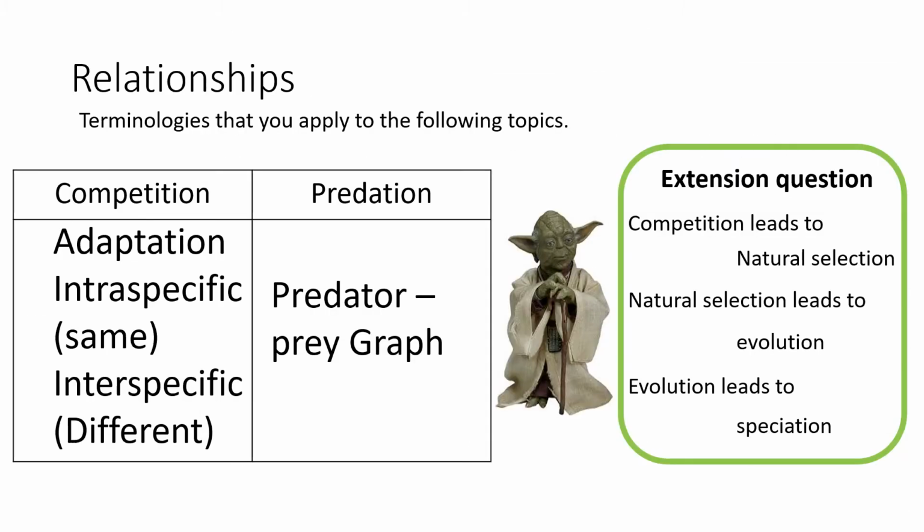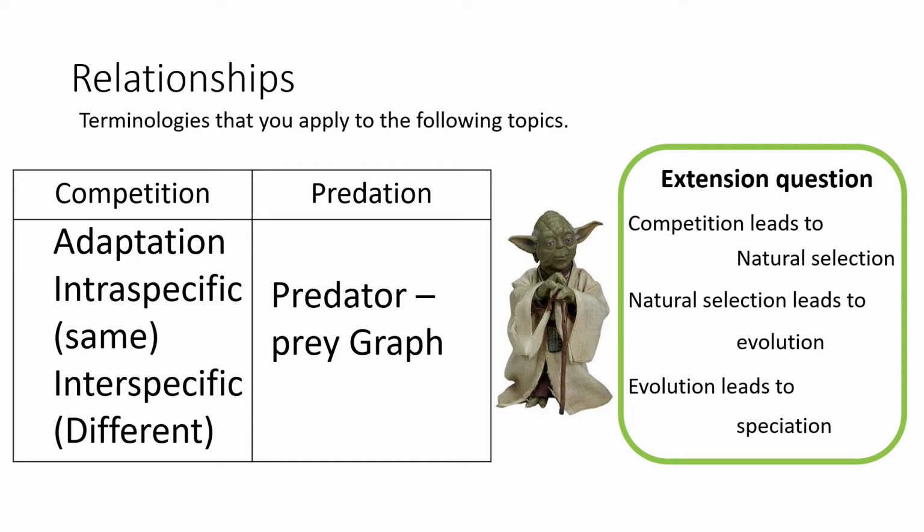So the main types of relationships you're going to be asked about in any exam question is going to be based around competition, or it's going to be based around the whole concept of predation. If you're talking about competition, you need to use the terms like adaptation, interspecific, and intraspecific. If you're talking about predation, you'll be using a predator-prey graph and explaining what happens during the predator-prey graph.